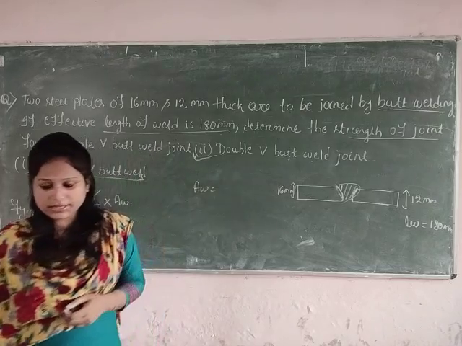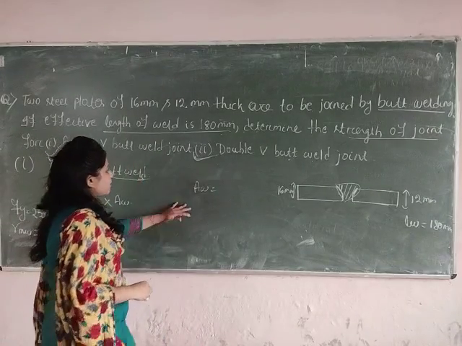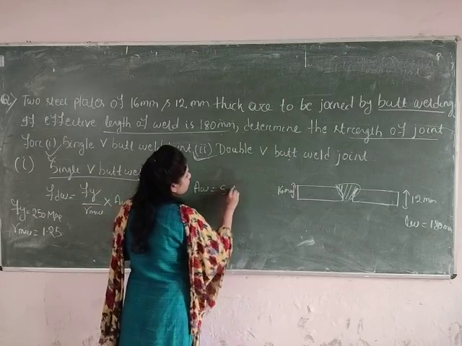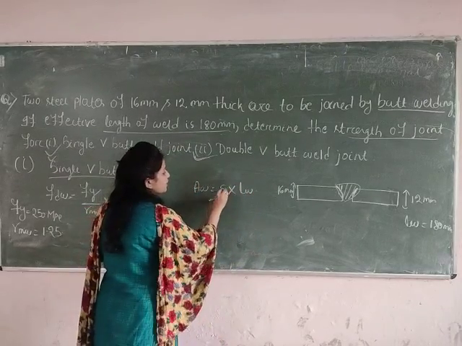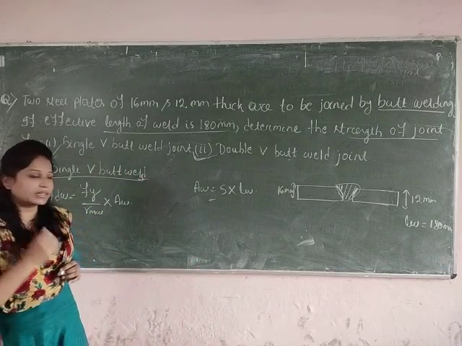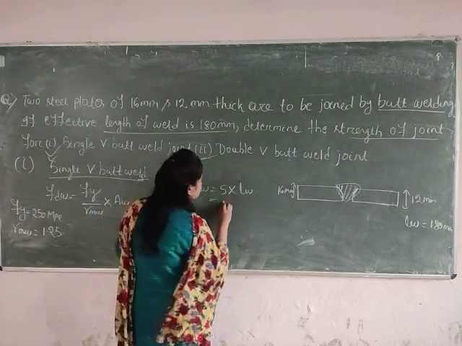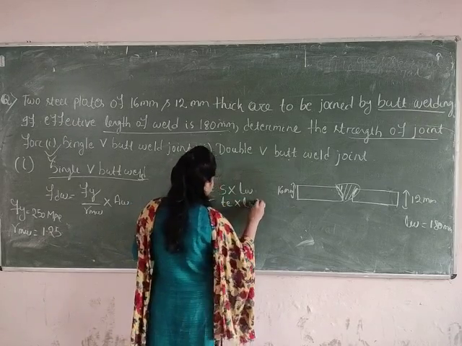Then next come to the effective area of weld. In the last class I have discussed that the effective area of weld is the size of weld into the length of weld. And for butt weld, the size of weld is equal to the effective throat thickness. So in place of size of weld we can write effective throat thickness.